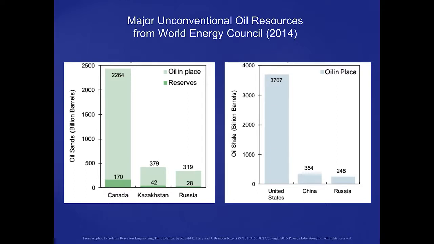This is a slide showing the amount of oil sands. The light green is what's in place, and the dark green are the reserves. And you can see that Canada has a large supply of oil from oil sands or tar sands. The second picture on this slide shows the oil shale. And you can see the United States has a huge supply of hydrocarbons from oil shale.